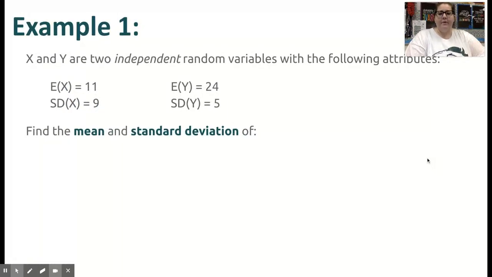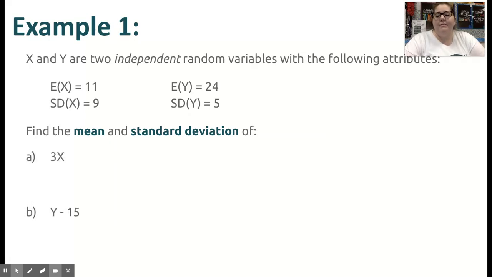So our first example, we're going to look at just a very vague, out of context set of information and practice finding the new or changed mean and standard deviation. So x and y are two independent random variables with the following attributes. E of x, or the mean of x, is 11, standard deviation of x is 9, mean of y is 24, and the standard deviation of y is 5.